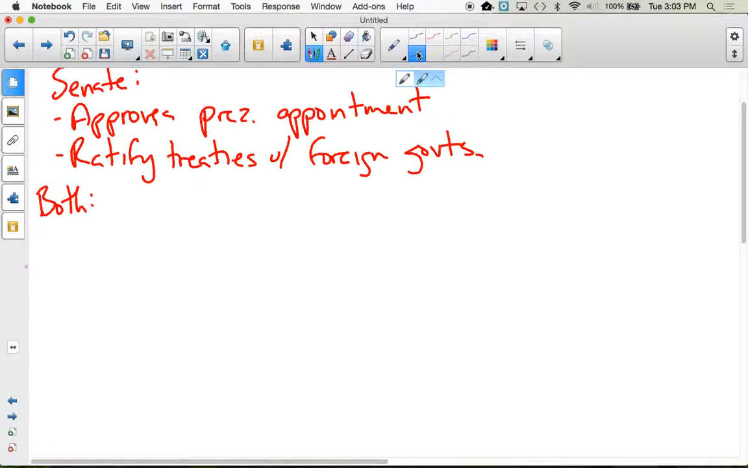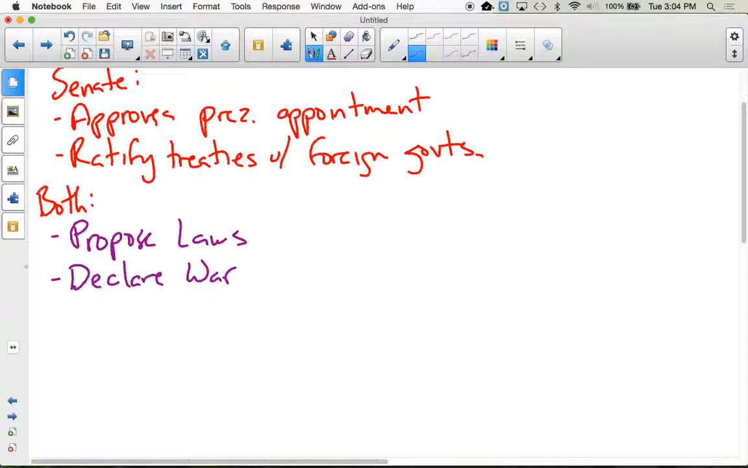Okay, combined. These are the jobs that both do. They both can propose laws. Other than a tax law, which has to come from the House, any other law can be proposed in either the House or the Senate. They can declare war. This is a job that is not as important anymore because oftentimes we are running operations, as they call them. The last time we declared war was Korea. Everything we have done since then has been an operation.